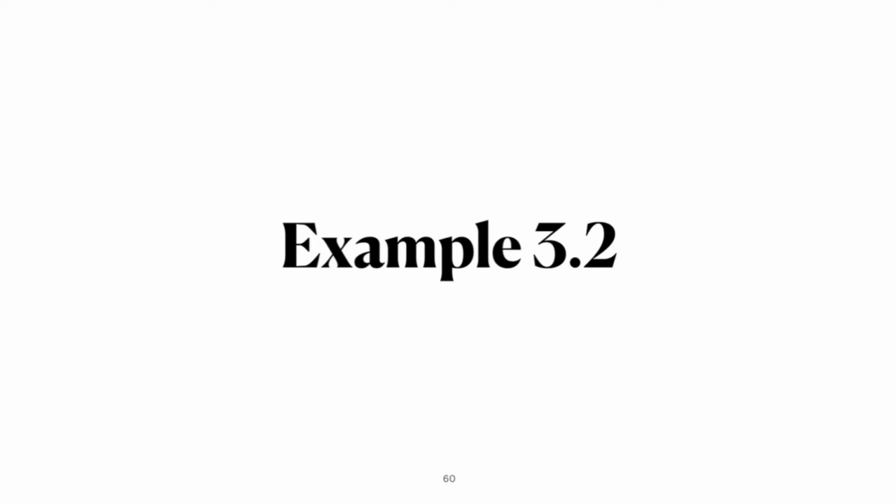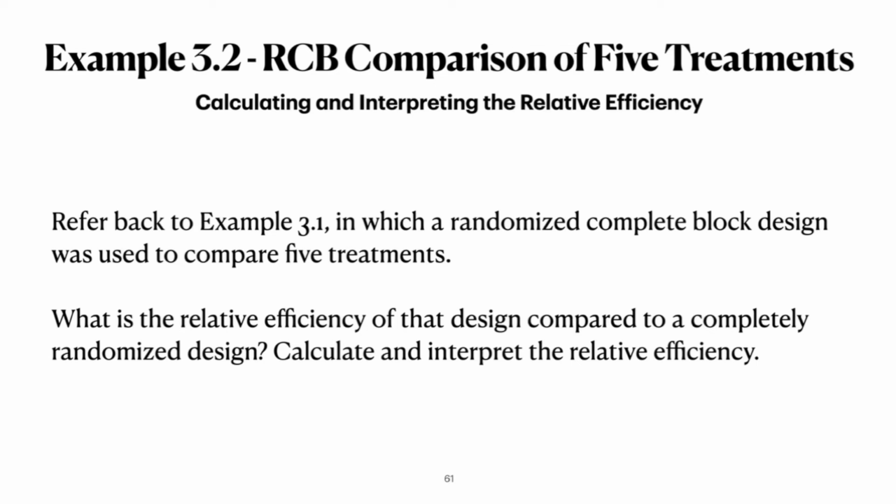So let's look at this in the context of an example. This will be example 3.2, and we're going to refer back to the results from example 3.1, where we were comparing 5 treatments in the context of a randomized complete block design. And so the question would be, what is the relative efficiency of that design compared to a completely randomized design? And so we want to calculate and interpret the relative efficiency.